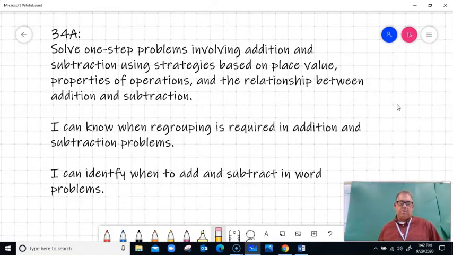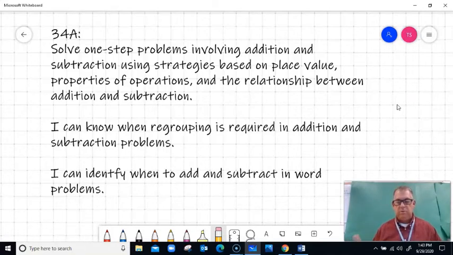And what we want to be able to do by the end of today's lesson is know when regrouping is required in addition and subtraction problems, and I can identify when to add and subtract in a word problem. And this is really just a review. Well, let's review from what we talked about earlier this year, but it's a review from second grade too. Addition and subtraction is not that much different in third grade.